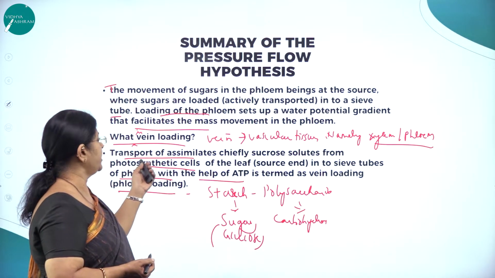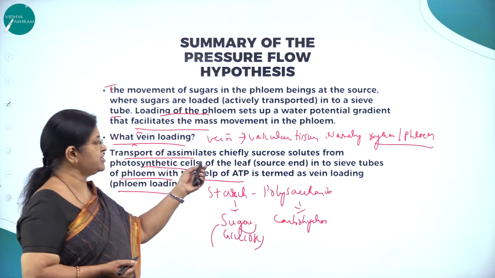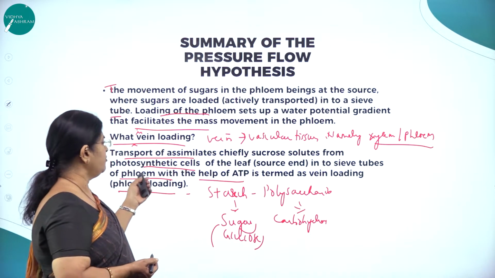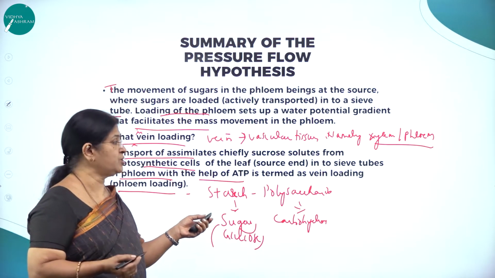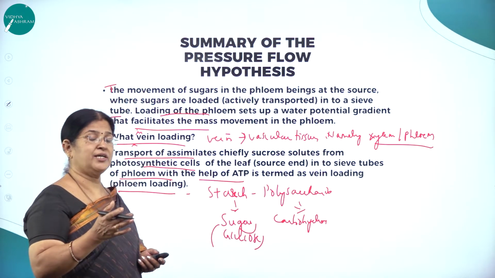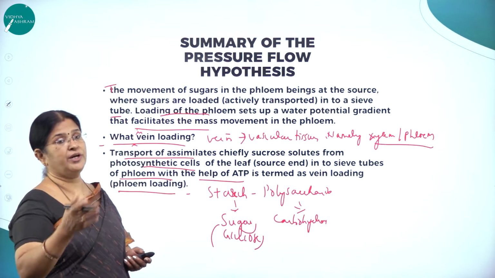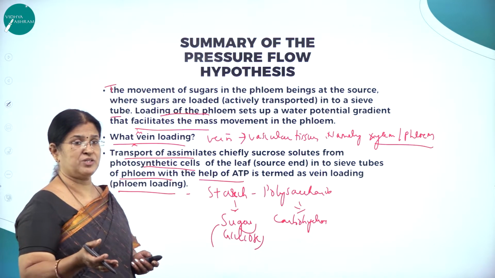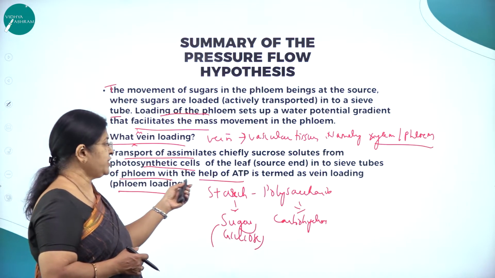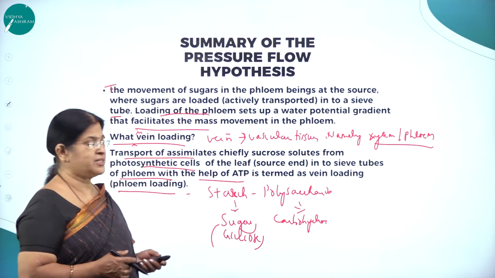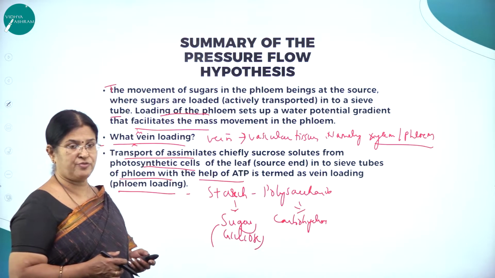So what is vein loading? Transport of assimilates, chiefly sucrose solutes, from photosynthetic cells of the leaf. As we know, the leaf is called the source, and the sugars prepared in the leaf are loaded into the veins, namely the phloem. As we know, phloem is a food conducting tissue. Transport to the sieve tubes of phloem with the help of ATP is termed vein loading, or it is also called phloem loading.